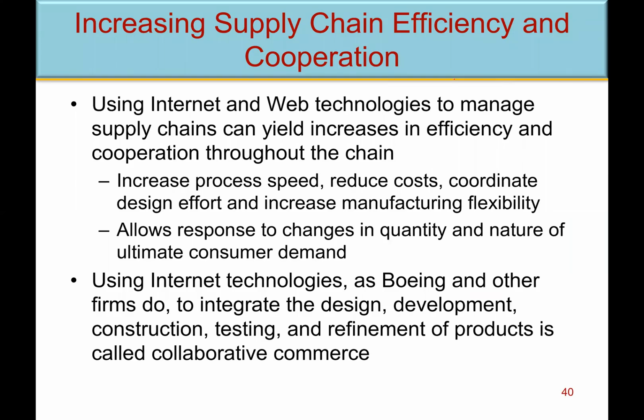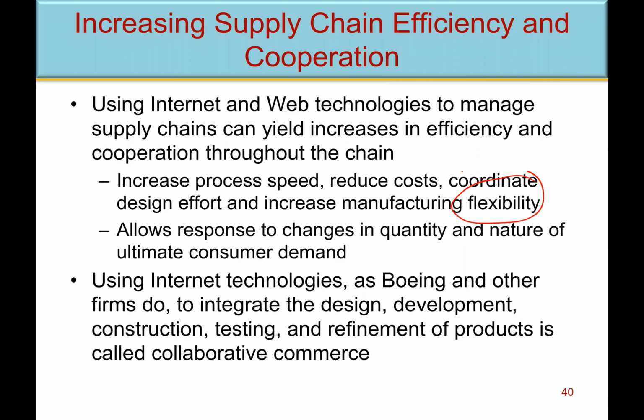Increasing supply chain efficiency and cooperation, what will be the impact? By using internet and web technology to manage the supply chain, we can increase efficiency and cooperation throughout the chain, by increasing process speed, reducing cost, coordinating design effort, and increasing manufacturing flexibility. I don't need to force my team to keep high inventory and high stocks. Now information flows to the company in real time.